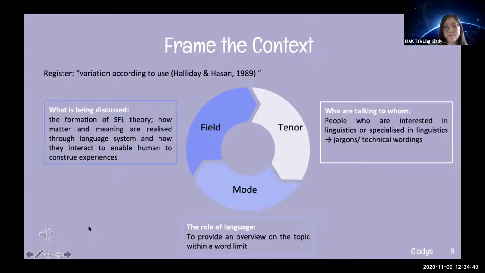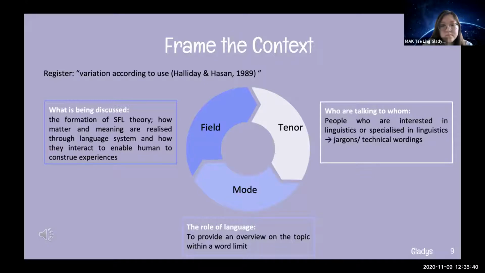After knowing a more general feature of an abstract, we may also look at the register of this abstract. Register is defined by Halliday and Hasan as variation according to use. There are 3 elements concerning the 3 meanings of language. Firstly is the field, second is tenor, and third is mode. Applying it to this context, the field of this abstract is about the formation of the SFL theory, about how matter and meaning are realized through the language system and how they interact to enable humans to construe experiences and connect themselves to the surroundings.